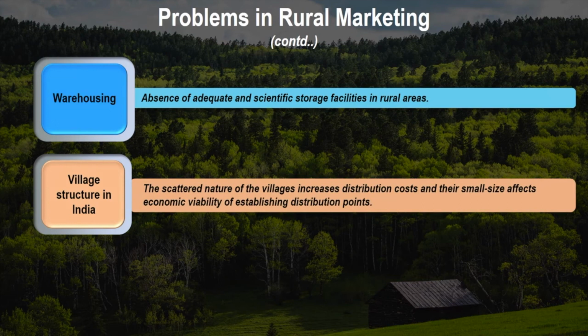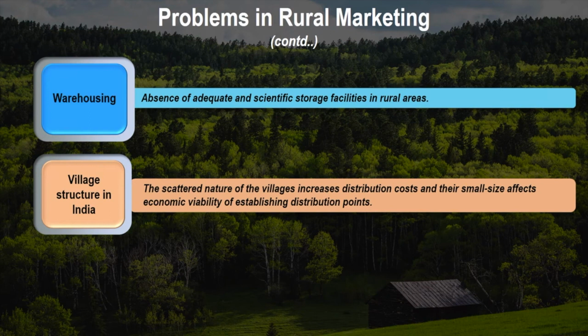And there are so many small villages with small populations, and that affects the economic viability of establishing distribution points for maybe a village of 500 or 1000. For such small villages, you need to think in terms of clustering these villages, and that increases cost.